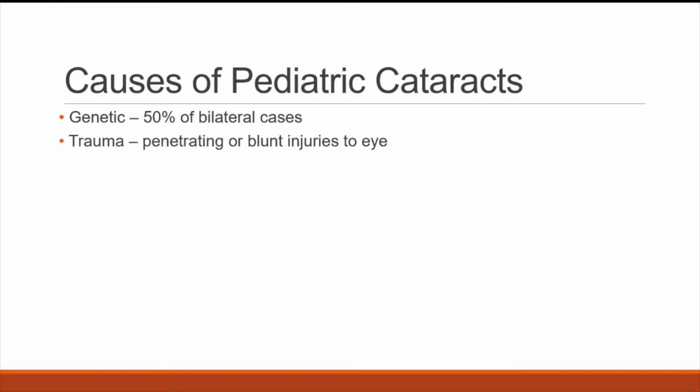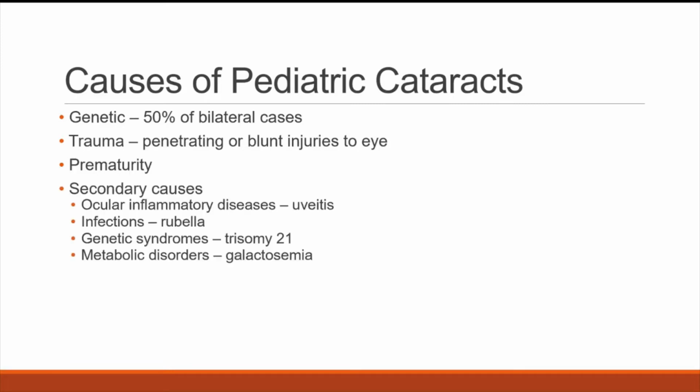There are many different etiologies for pediatric cataracts. The most common is genetic abnormalities, which accounts for about 50% of bilateral cataract cases. Ocular trauma and premature birth are risk factors for cataract formation. Pediatric cataracts can also be due to underlying conditions. Ocular inflammatory diseases such as uveitis and scleritis can result in cataract formation if untreated. Congenital infections like the TORCH infections, especially rubella, are common causes of pediatric cataracts. Genetic syndromes like trisomy 21 and metabolic disorders like galactosemia are also associated with cataract formation.